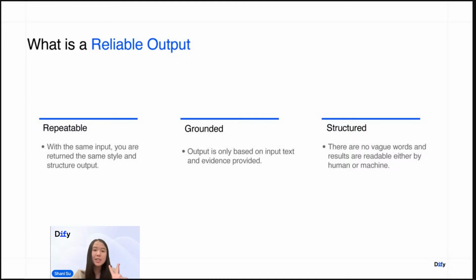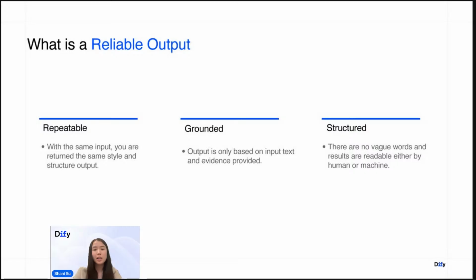Next is grounded. The output should only be based on input text and evidence provided. We'll expand a little bit more on this later on in the presentation, but AI models have much data backing it. However, depending on the situation that you are in, you want the AI models to use the information that you have to make a grounded decision.